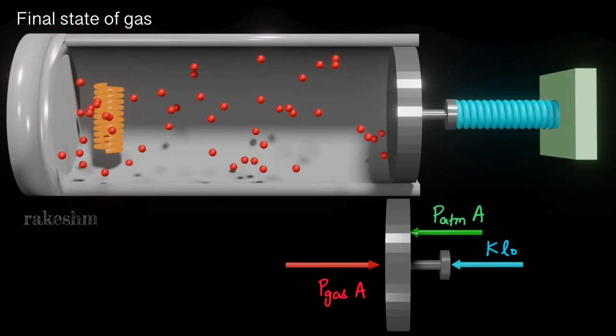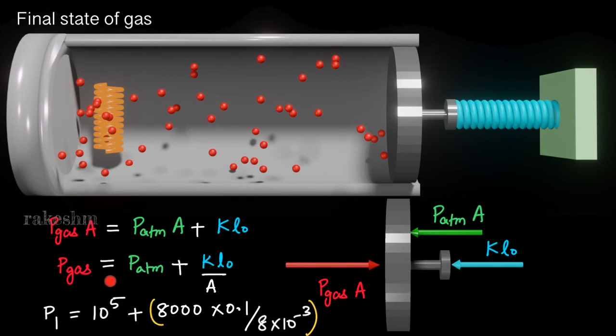In the final state of the gas, again this piston here is in equilibrium. So we can say the force on the piston due to gas is pressure of gas into area. Next, the force due to the atmosphere on the piston is P atmosphere into area. As the spring is compressed here, it exerts a force K into L naught. We discussed that it was compressed by L naught. So it exerts a force K into L naught in this direction. Now all these forces must be balanced so that the piston is in equilibrium. So we can say P gas into A equals P ATM into A plus K into L naught.